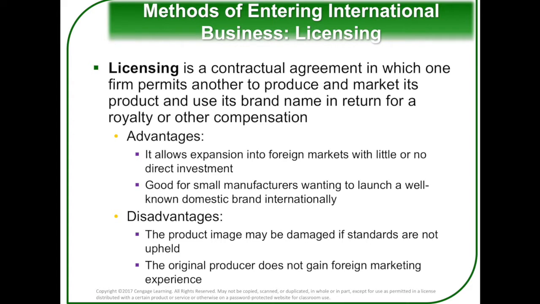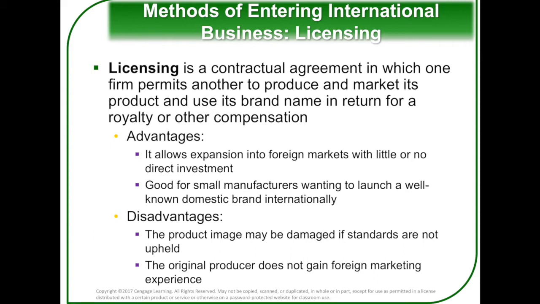The first method of getting in international business, they call licensing. Again, it's a contract. The company that's giving the license out gets back in return a royalty or other compensation, money for someone using that license overseas somewhere, for instance. There's big advantages to doing licensing.